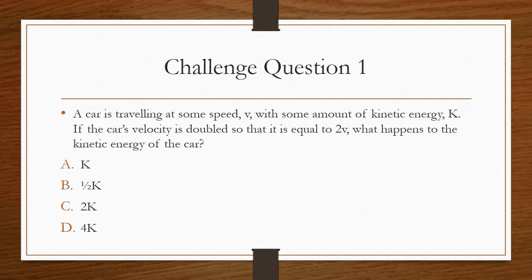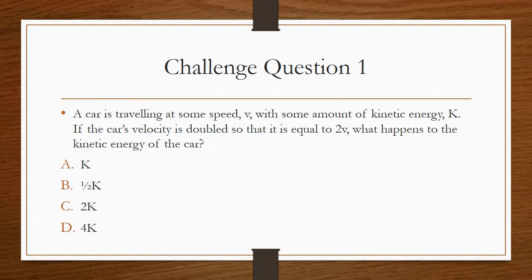Time for a challenge question. Let's say a car is traveling with some speed v with some amount of kinetic energy K. If the car's velocity is doubled so that it's equal to 2v, what happens to the kinetic energy of the car? Is it A, the same amount of kinetic energy, B, half the kinetic energy, C, twice the kinetic energy, or D, 4 times the kinetic energy?